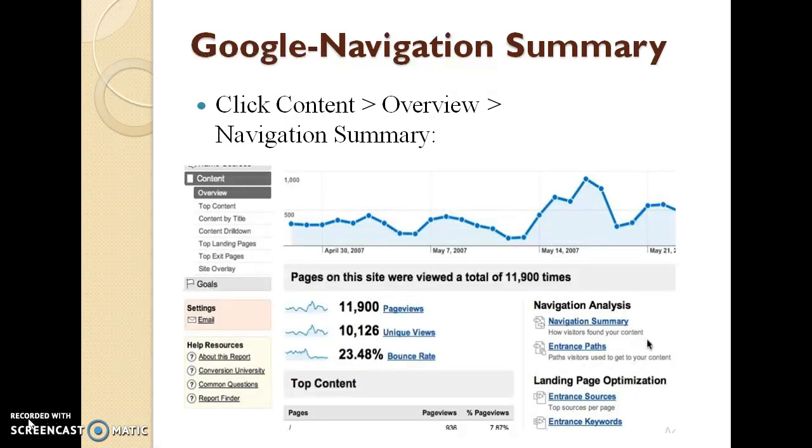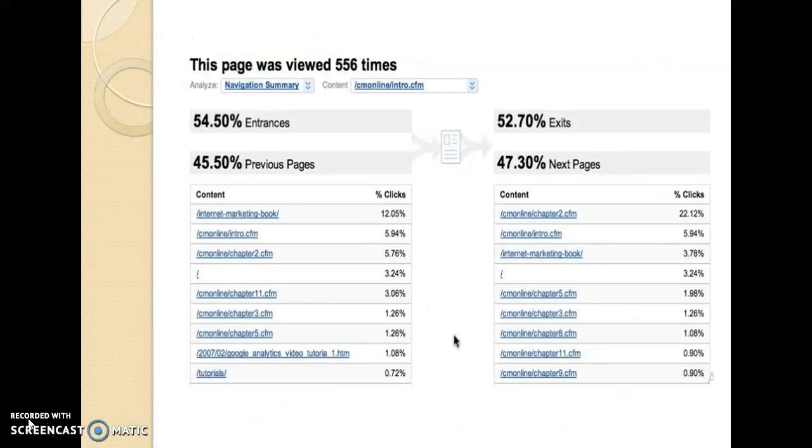Google Navigation Summary. Click Content and tap Overview in it. On the right corner, you will find Navigation Summary. Click on that. You'll have this page appear in front of you. From this navigation summary, it's been analyzed that this link was viewed 556 times.